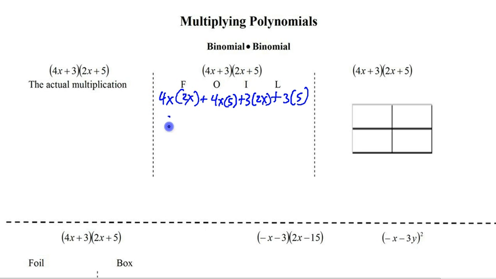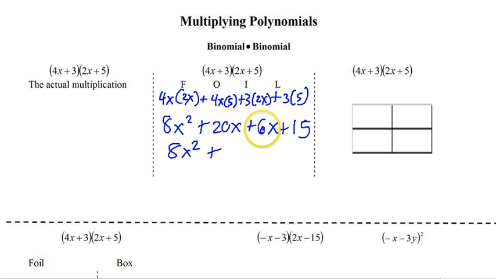So 4 times 2 is 8x squared, plus 4 times 5, which is 20x, plus 3 times 2x, which is 6x, plus 3 times 5, which is 15. And then if you have any like terms, you want to combine them. So in the middle, we have two like terms. You have 20x's and 6x's for a total of 26x's. And the rest are not like terms. We have x squareds, x's, and then a constant. We cannot add them, and that is the finished answer.